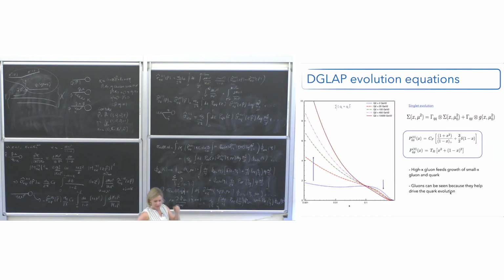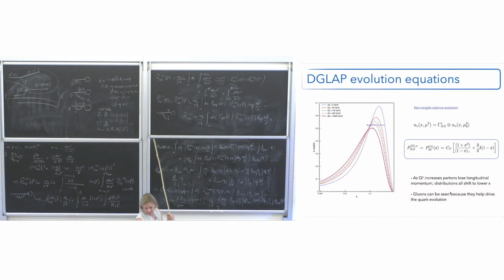Okay, and the same for the singlet. So the singlet, which is this combination which is coupled to the gluon, it has the same behavior. Yeah, this is because of the coupling with the gluon, okay, anyway, but it has the same behavior that it goes up, so basically the high x gluon feeds the growth of small x gluon and quarks.